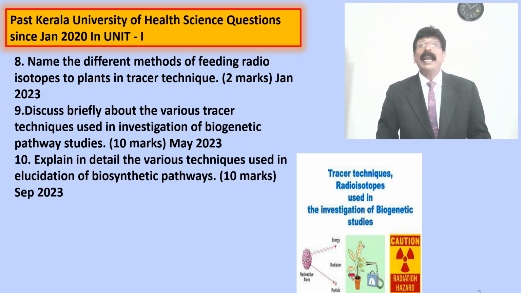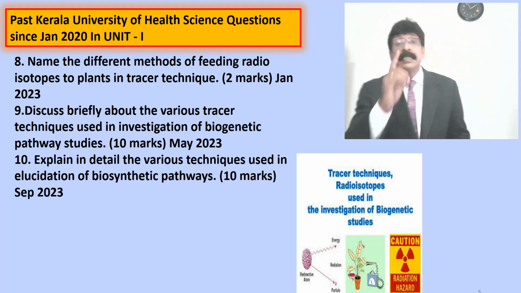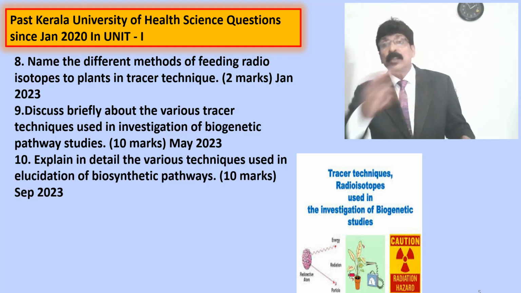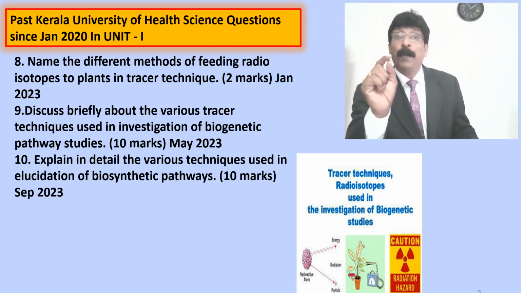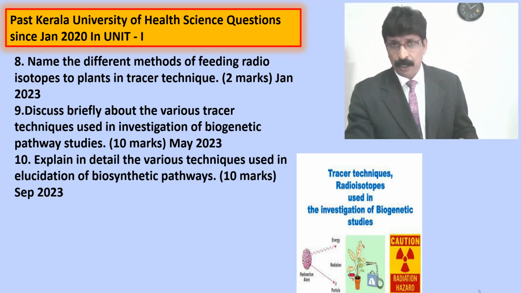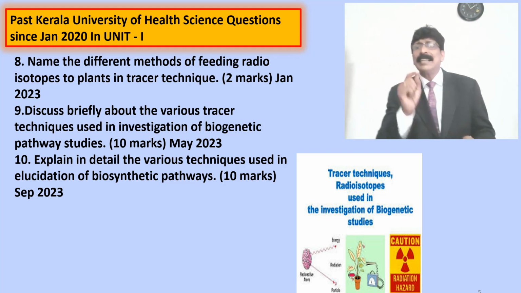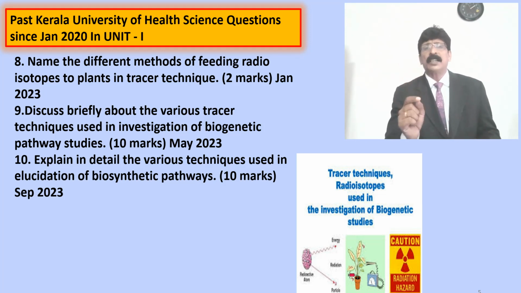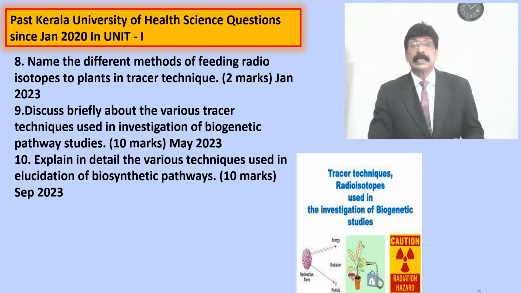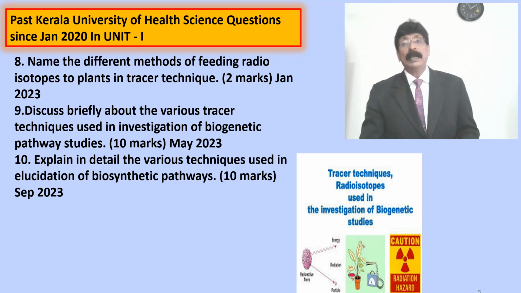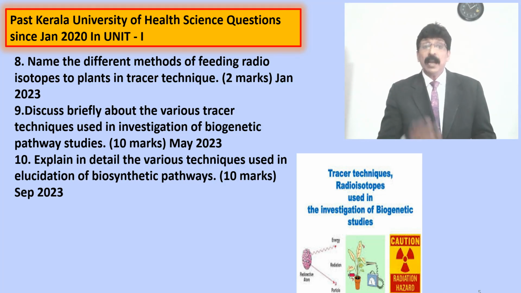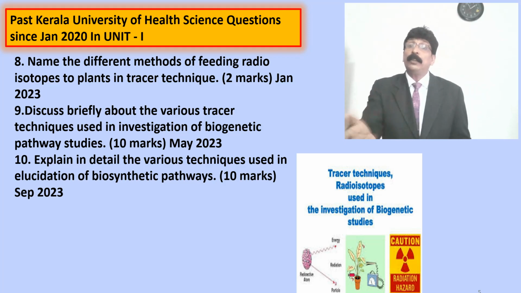Explain in detail the various techniques used in elucidation, characterization, and identification of the biogenetic pathways. All the chemical structures, enzymes, and the products obtained from the precursors have to be detailed, and how to do it is by tracer techniques. This 10-mark question was repeatedly asked in September 2023. May 2023 also they asked.